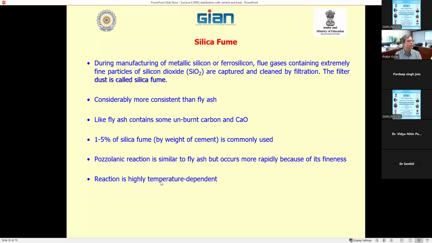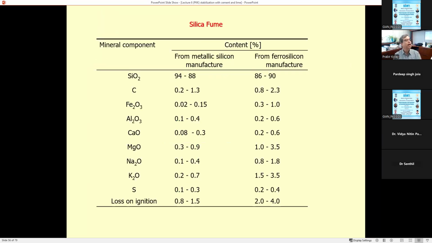Okay, and the reaction is highly temperature dependent. In most cases, the reaction takes place when the temperature is higher, right? And the silica fume comes from metallic silicon manufacturers, from ferrosilicon manufacturers. So mostly the silica fume is silica, about 94 to 98%, or 86 to 90%. Mostly silica. The calcium is very little. So everything is very little except the silica. Okay.